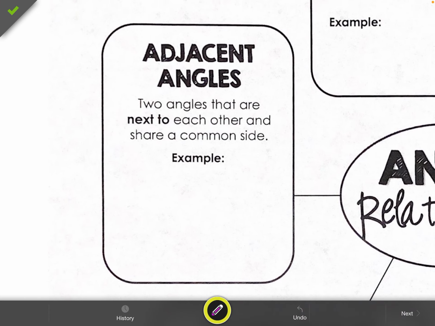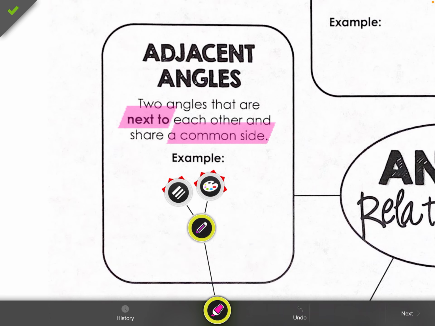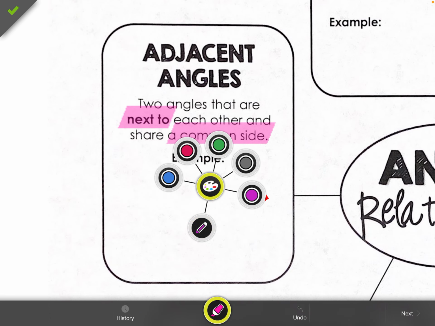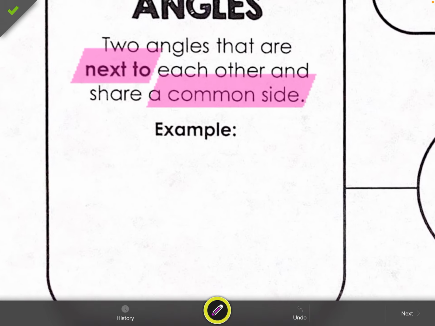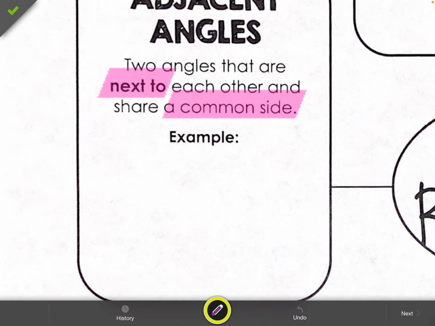Okay. The definition of adjacent angles are 2 angles that are next to each other. So that's important. So circle that, underline it. They're next to each other and they share a common side. Okay, so let's draw a picture so you can see what that looks like. So adjacent angles, they're 2 angles that are next to each other and they share a common side.